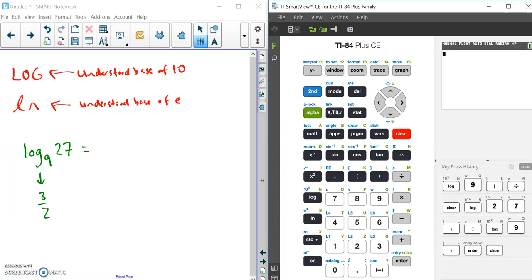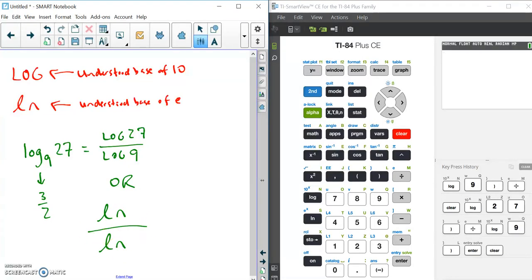Okay, so if I look at this, I've got two different options for what I can use. The calculator only has, as you can see, a log button here, which has an understood base of 10, or a natural log button here that has an understood base of e. To evaluate this, you can either type it in as log base 10 on top and bottom, log of 27 divided by log of 9, or you could use the natural log on top and bottom.